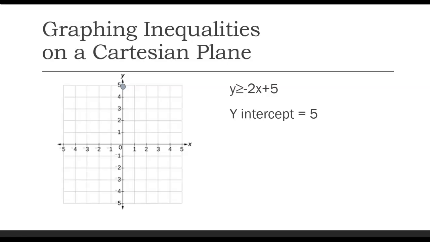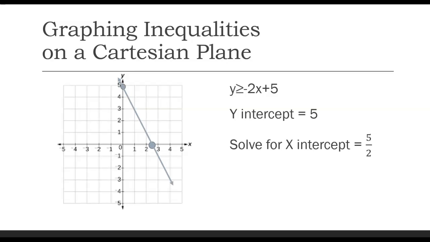Our original equation was 2x plus y is greater than or equal to 5. And then this becomes 2x plus 0 is greater than or equal to 5. So we can solve this equation and find that our x-intercept is 5 over 2. And we can graph that as well. And then connect our 2 points.